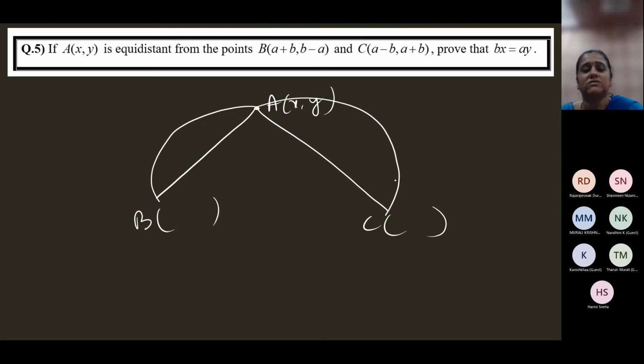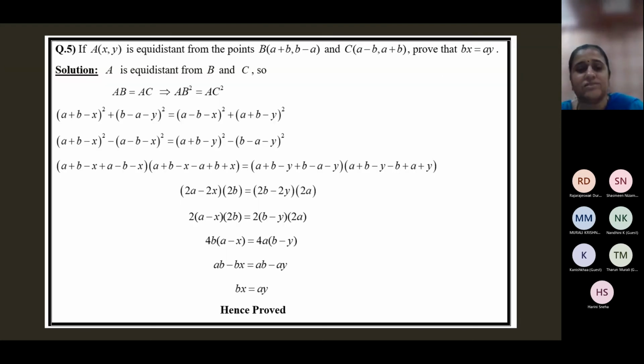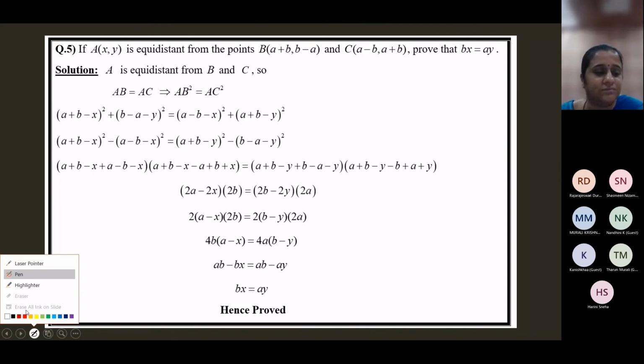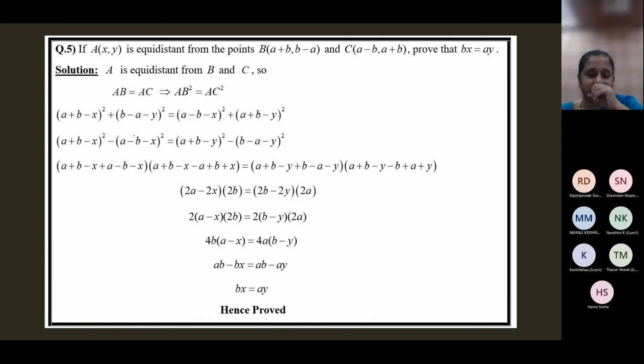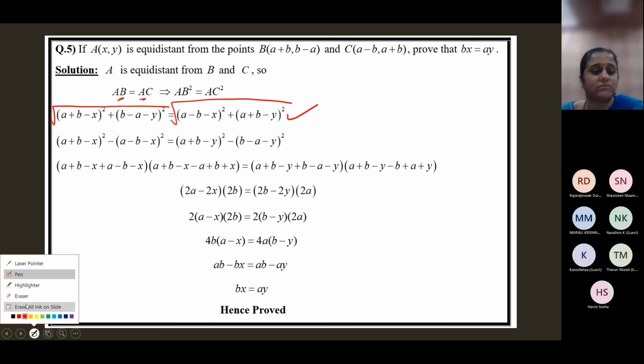Distance formula. You must work AB is equal to AC. So after writing the distance formula, you know that AB is equal to AC. Meaning when you square on both the sides, AB square is equal to AC square. So that square root was removed. You don't have to put that square root symbol.